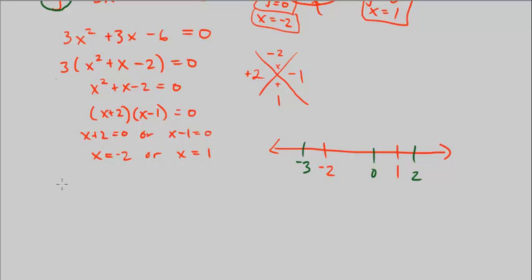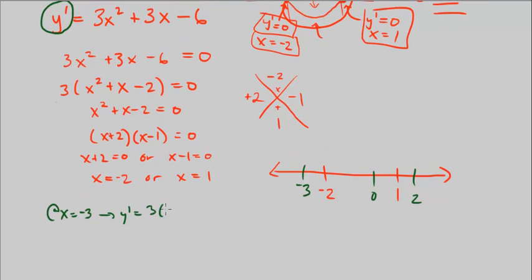algebraically confirm that at x equals negative 3, y prime is equal to 3 times negative 3 squared plus 3 times negative 3 minus 6. Again, this is y prime, so I'm just plugging in x to be negative 3. 3 times negative 3 squared is 9 times 3 is 27, minus 9 minus 6, okay? So that would be, what is that? 27 minus 9 is 18. Yes, 18 minus 6 is 12. Okay?